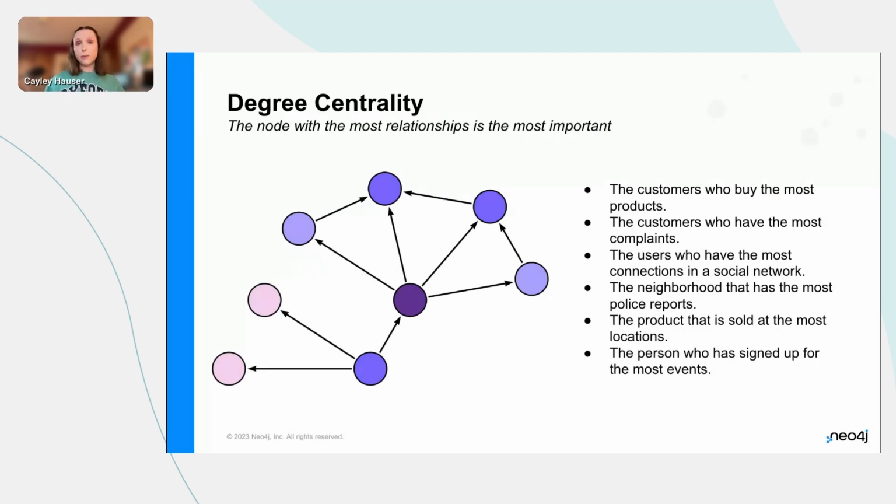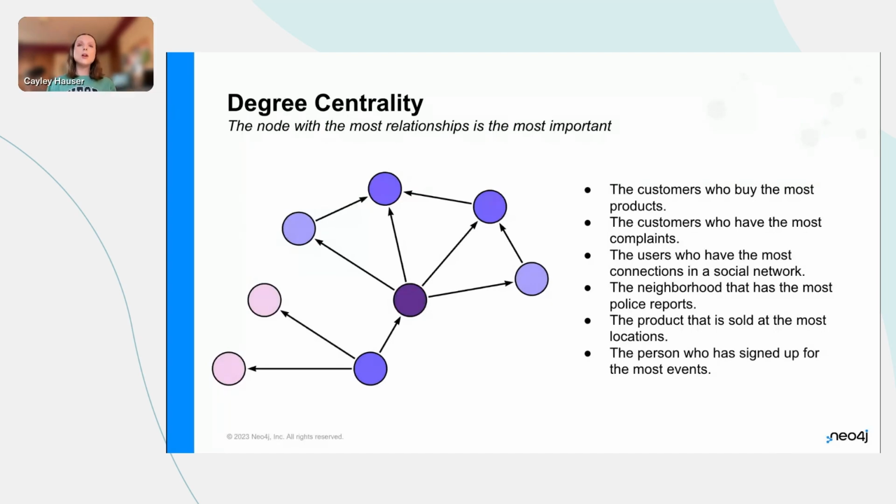Now, this can get a lot more nuanced. You may only care about relationships that point out, or relationships that go in. You may want to weight it based on some property of the relationship. There's many options for what you can do, even with something as simple as degree centrality. But even though it's simple, it's very powerful.